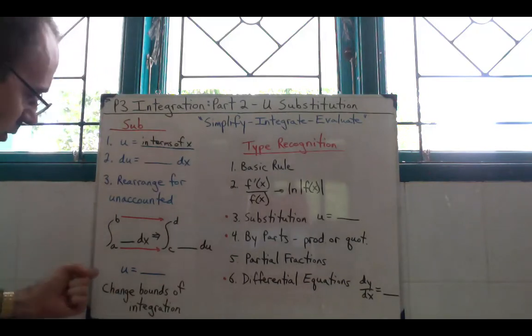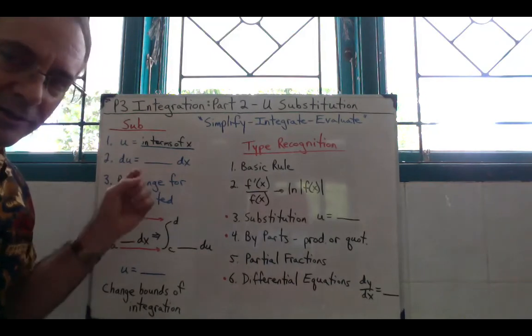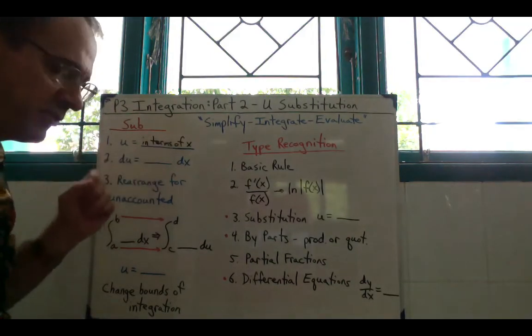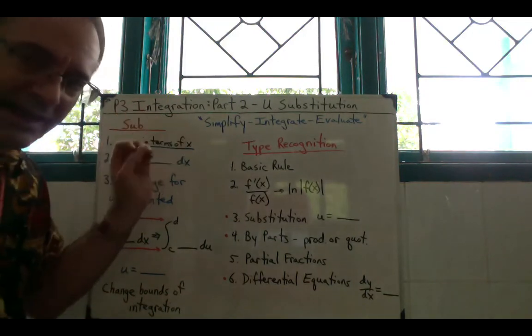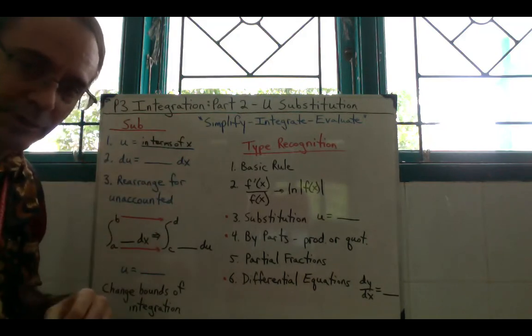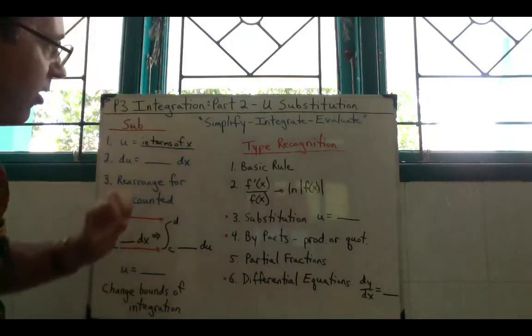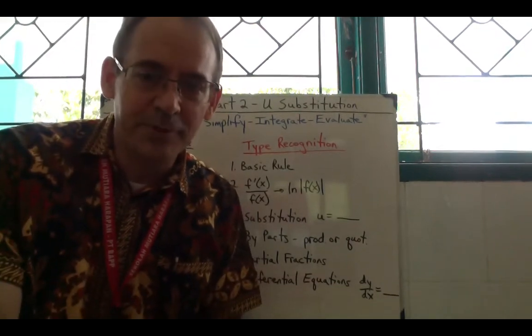Then we'll need to change our bounds of integration from the original variable to the new variable. So if it was in terms of x and we substituted in u, then we need to change the bounds of integration from the x numbers into the u numbers. So this is what will help us with u substitution. So now I will set up our first example.